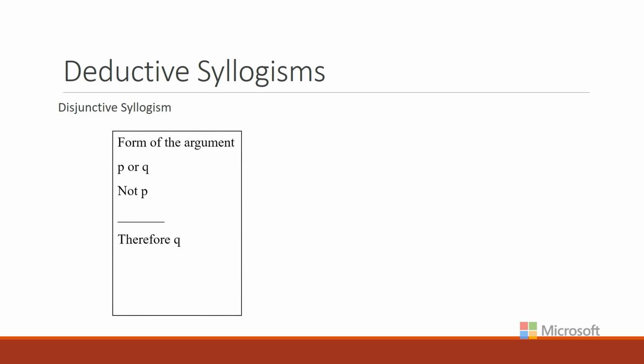The form is P or Q. In the second premise, we negate one of the disjuncts. It doesn't matter which one. But whatever disjunct we negate, that then allows us to assert as true the other disjunct. Okay, so P or Q, not P, therefore Q, or we could say in the second premise, not Q. That would allow us in the conclusion to assert, therefore, P.